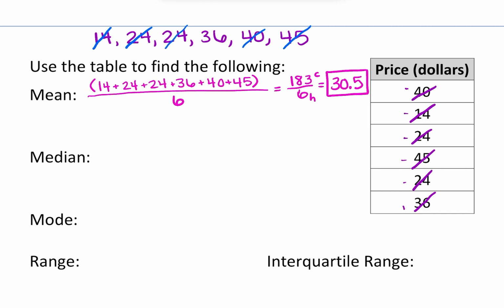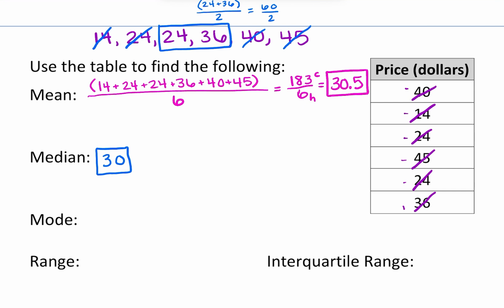Now notice, if I did do the 24, I now have 3 on this side and 2 on this side. So that's technically not the middle. So I can't mark out anything else. This is where we have 2 numbers in the middle. So I'm going to add those together and divide by how many numbers do I have? 2. So I have to add them together and divide by 2. So that would give me 24 and 36 would be 60 divided by 2, which is 30.